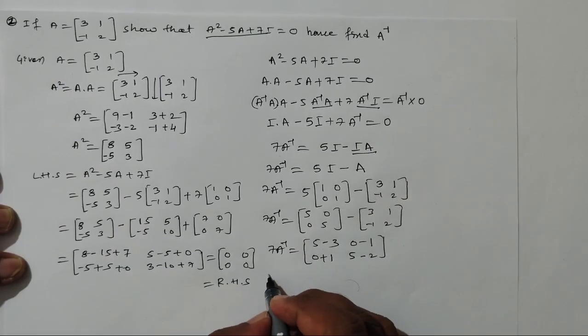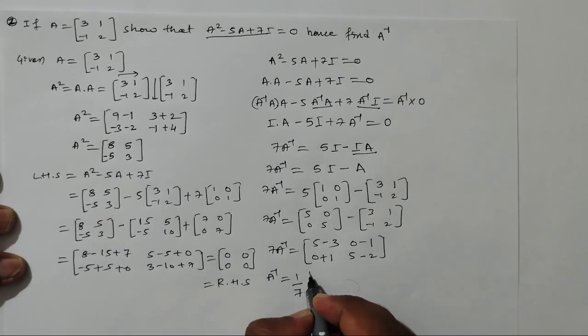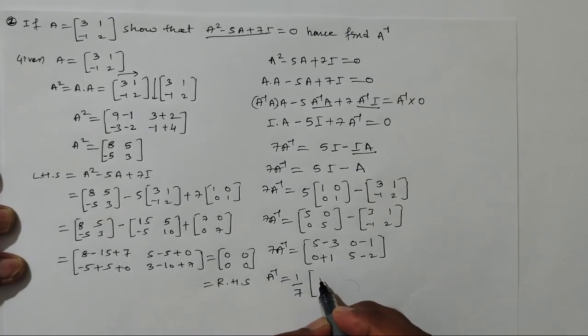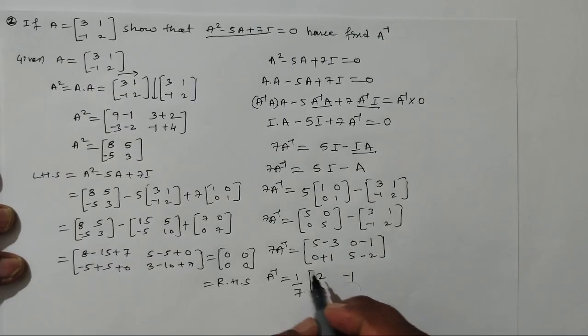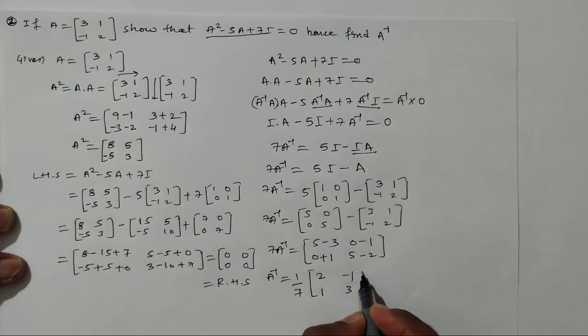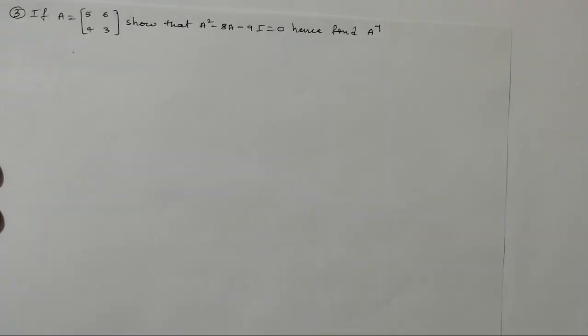Okay, that is equal to A inverse equal to 1 by, we will take 7 this side, 1 by 7 into 5 minus 3 becomes 2. 0 minus 1 becomes minus 1. 0 plus 1 becomes 1. 5 minus 2 becomes 3. Okay, so this is A inverse, right?